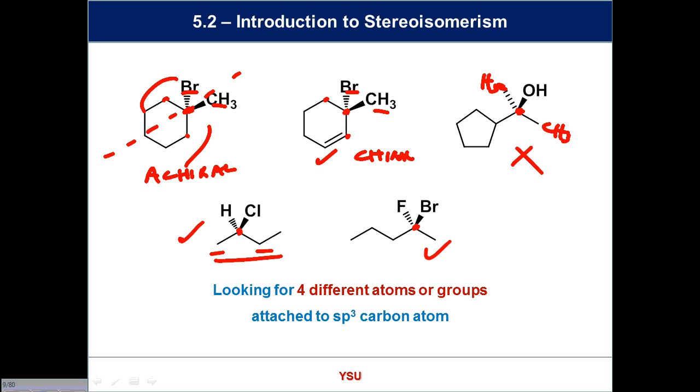That's a good question. That's a very good point. Now watch this. If you put the bromine here and the fluorine there, correct, that is not a chiral system because it's symmetrical. I have ethyls left and right. That's the point. Fair enough?